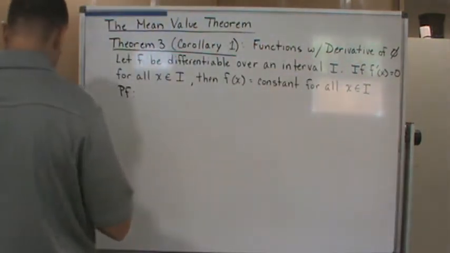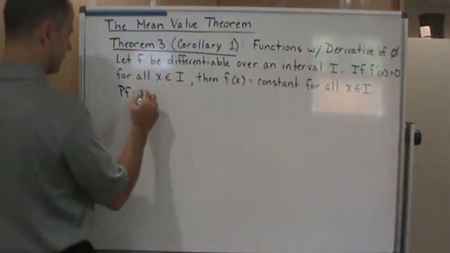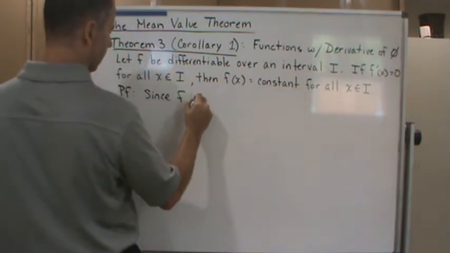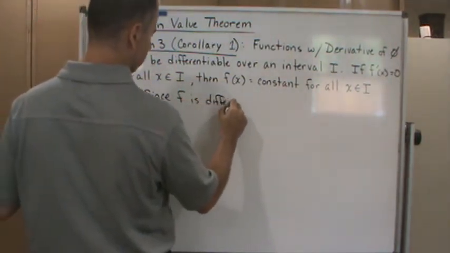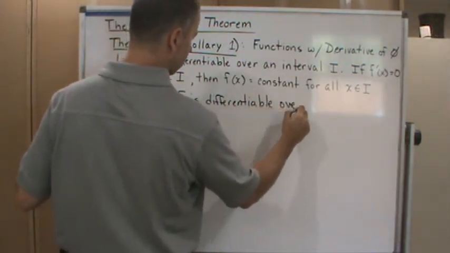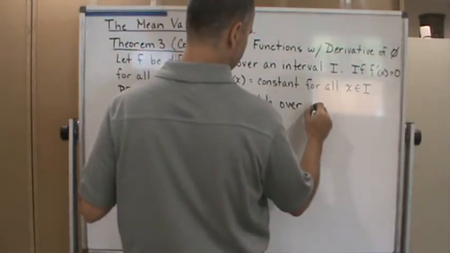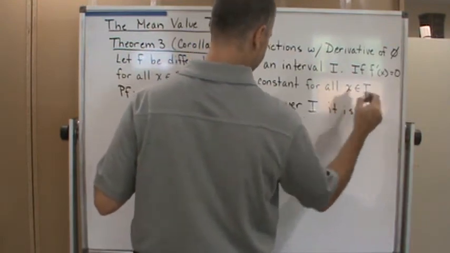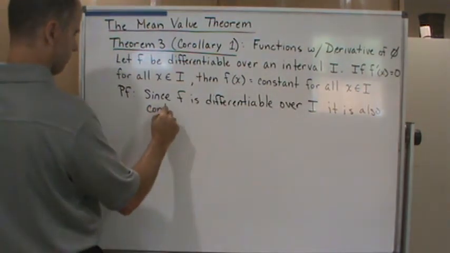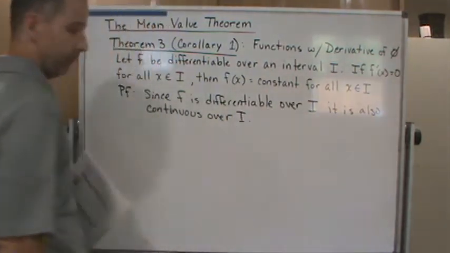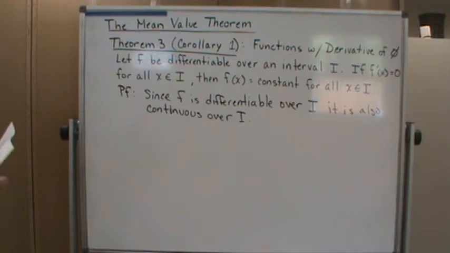First of all, since f is differentiable over I, it is also continuous over I. So that should be obvious. We talked about that before.